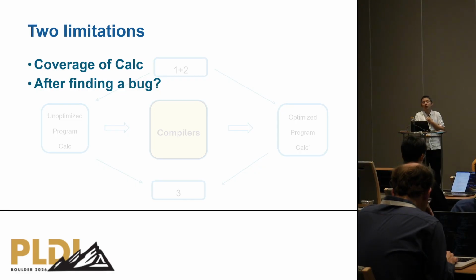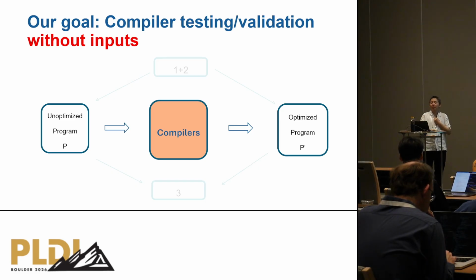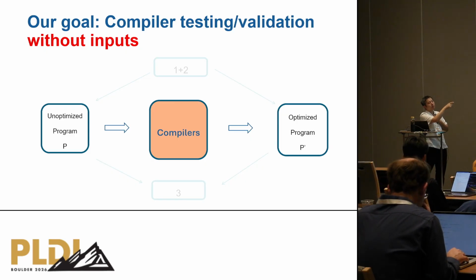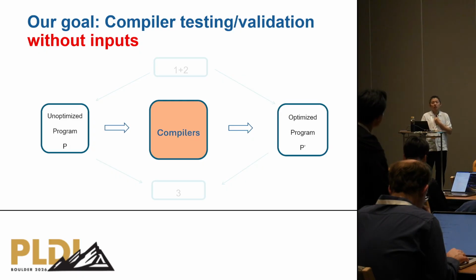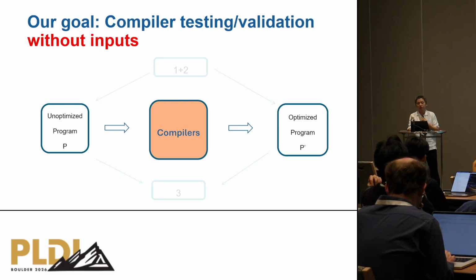Okay, so therefore we want to promote the concept, and we want to improve from purely compiler validation to compiler analysis. Our end goal is that we want to perform compiler testing and validation without the need to generate input to those testing programs. In this case, we still need an input program P, and we will be observing the output behavior of P prime. But we don't need input to these two programs in order to check that they are equivalent or preserve certain properties. Okay, how is that possible?